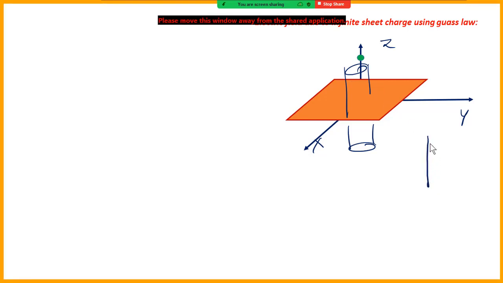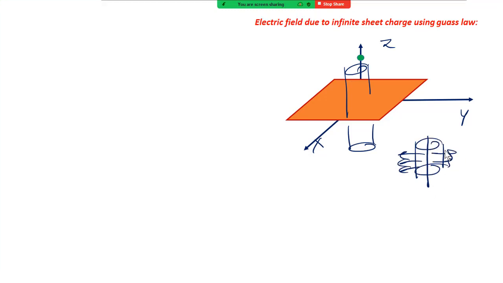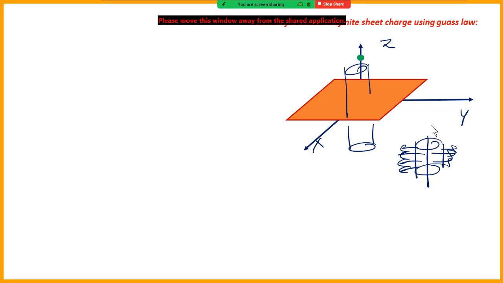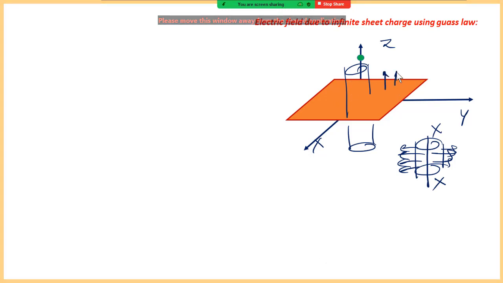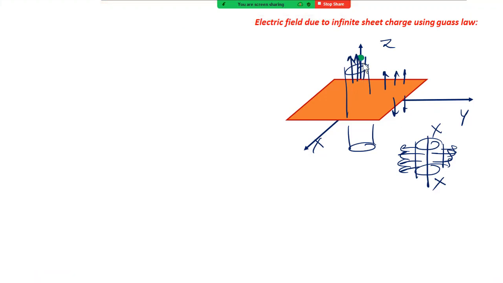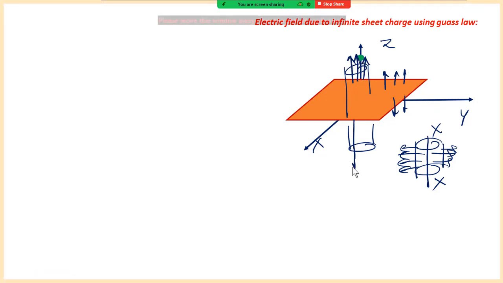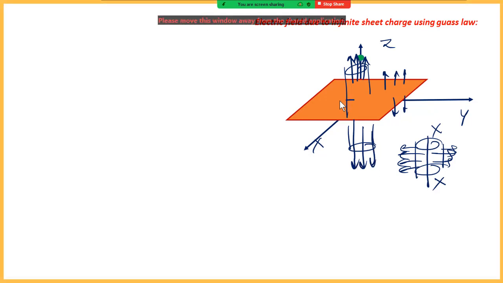When we took the line charge with the Gaussian surface, the flux lines were passing through the curved cylindrical surface, but not through the top surface, and not through the bottom surface. But in this case, for the sheet charge, how are the electric flux lines passing? Perpendicular to the sheet. That means through this top surface the electric flux lines are passing, and through this bottom surface the electric flux lines are passing, not through the curved surface of the cylinder. So this is what you need to understand.